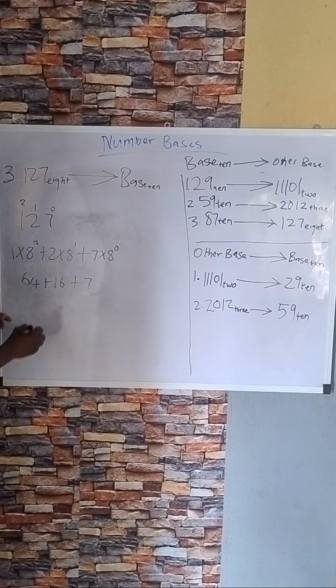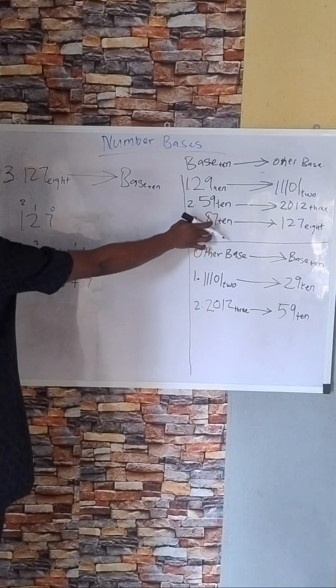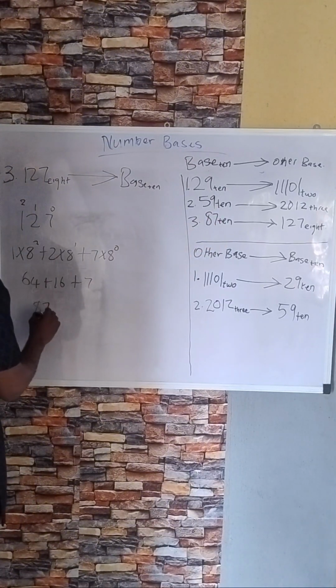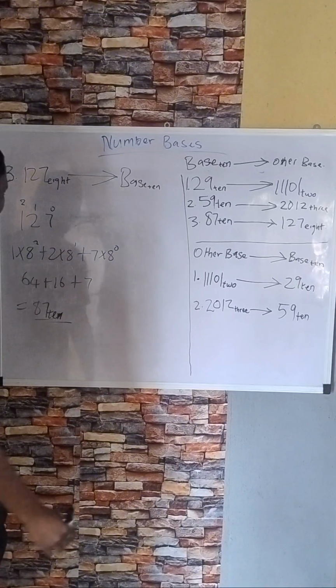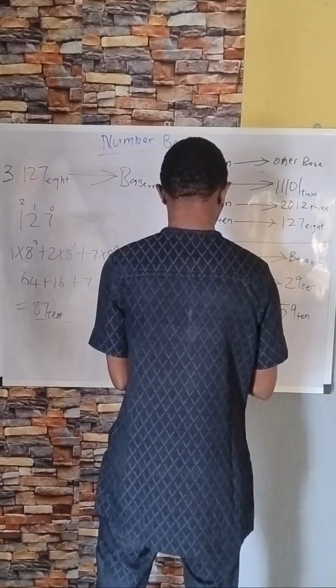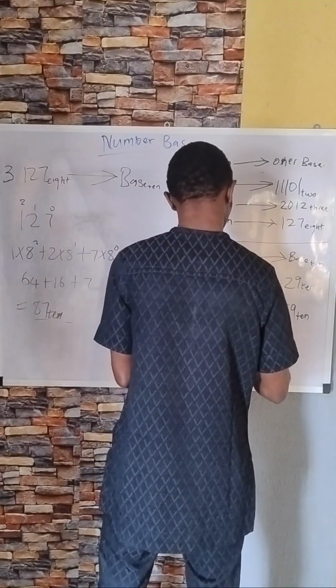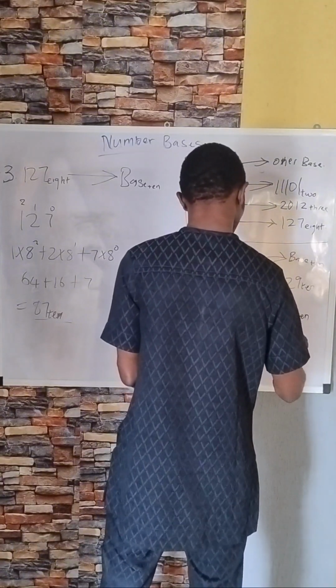So what we have here is 64 plus 16. This is 0, carry 1 here. 7, 8. This is 80. 80 plus 7 is 87. So it tallies with this. So we have 87 base 10, and this is our final answer. Right. So let's write out our answer for the third one. Number 3 will be 127 base 8 equals 87 base 10.